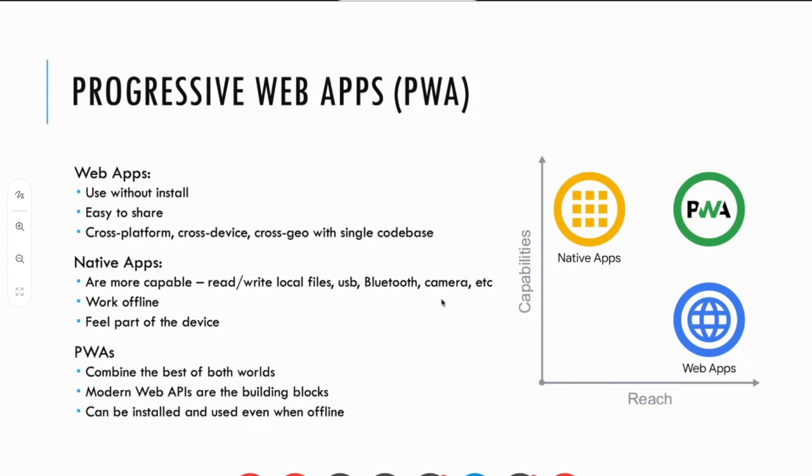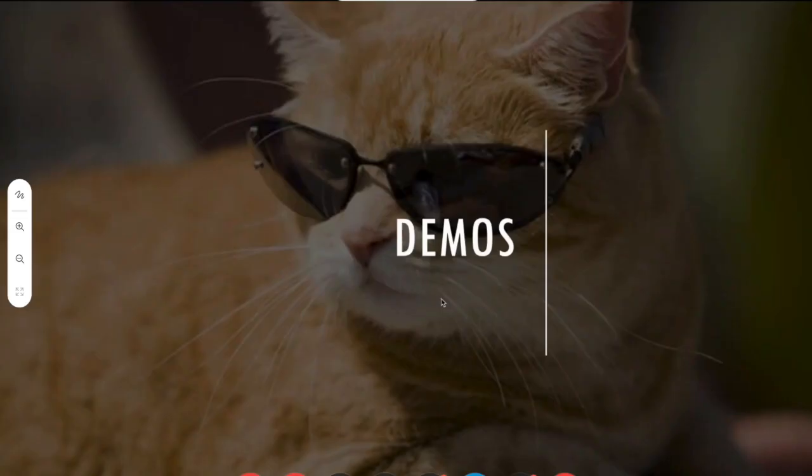So the last slide, where I showed you a lot of modern capabilities that are being added to the web, basically takes care of the capabilities part, while web apps already have the reach problem solved. Now, PWAs can be installed like a normal native app on your machine, and they can even be used offline, right? So let's take a quick demo.